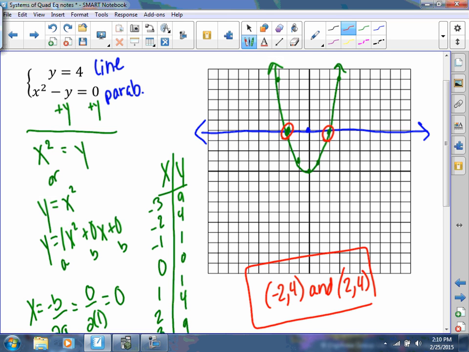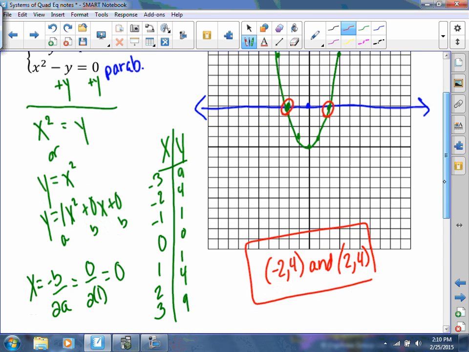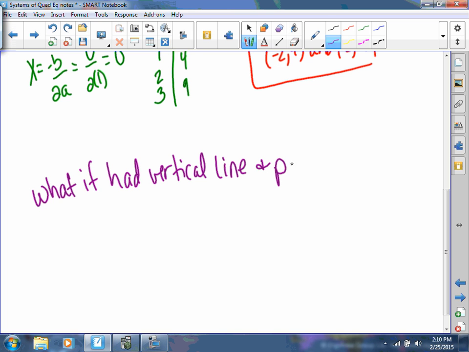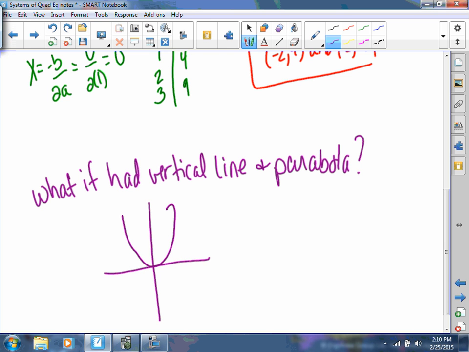Okay, so you might get some horizontal lines. You might also get a vertical line. If you had a vertical line, let's ask that. What if we had a vertical line and a parabola? Okay, so if we just do a rough little sketch of that, here's my parabola, let's say. And then remember, a vertical line goes up and down. So when that happens, you're only going to get one solution.